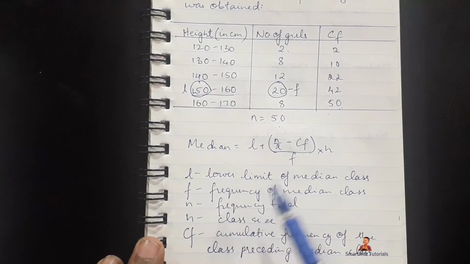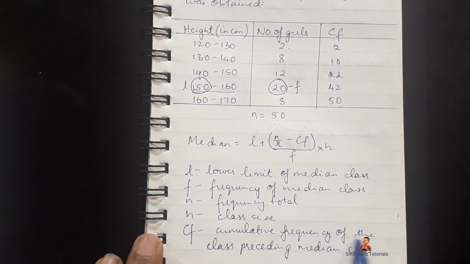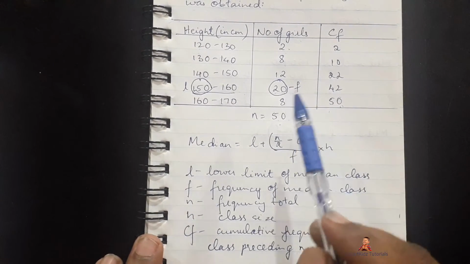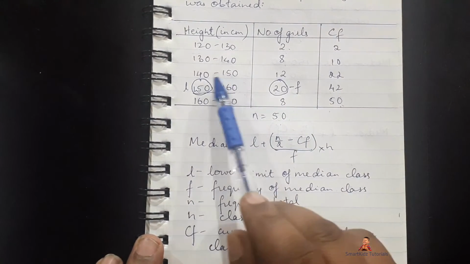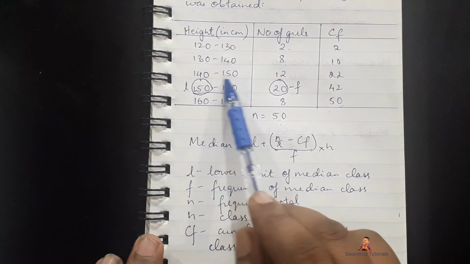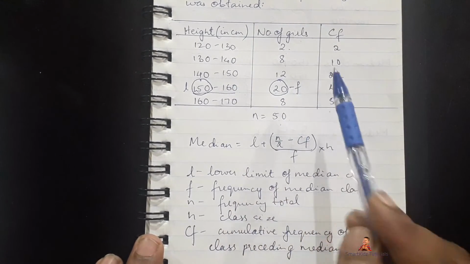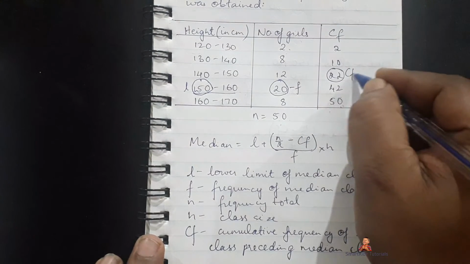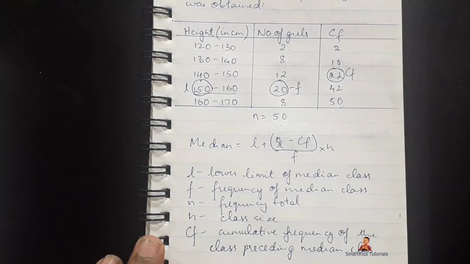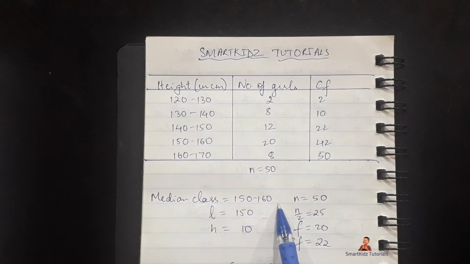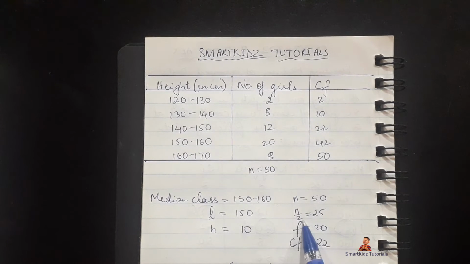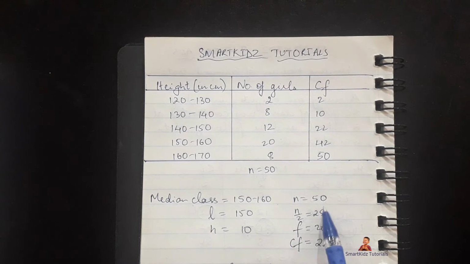And CF is the cumulative frequency of the class preceding the median class. This is the median class; the class preceding the median class is 140 to 150. We need to take the cumulative frequency of this particular class, and that is 22. So 22 becomes the CF. If we list them down, this is what we will get: median class 150 to 160, L 150, H 10, N is 50, so N by 2 will become 25, that is 50 upon 2. F is 20, CF is 22.